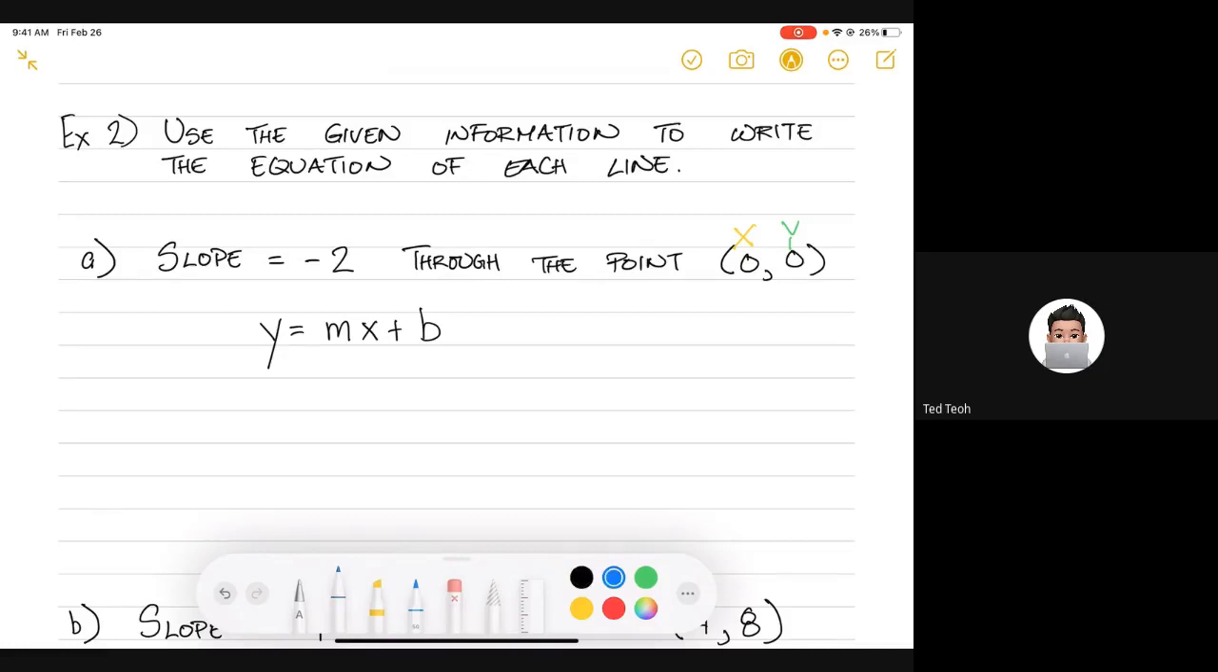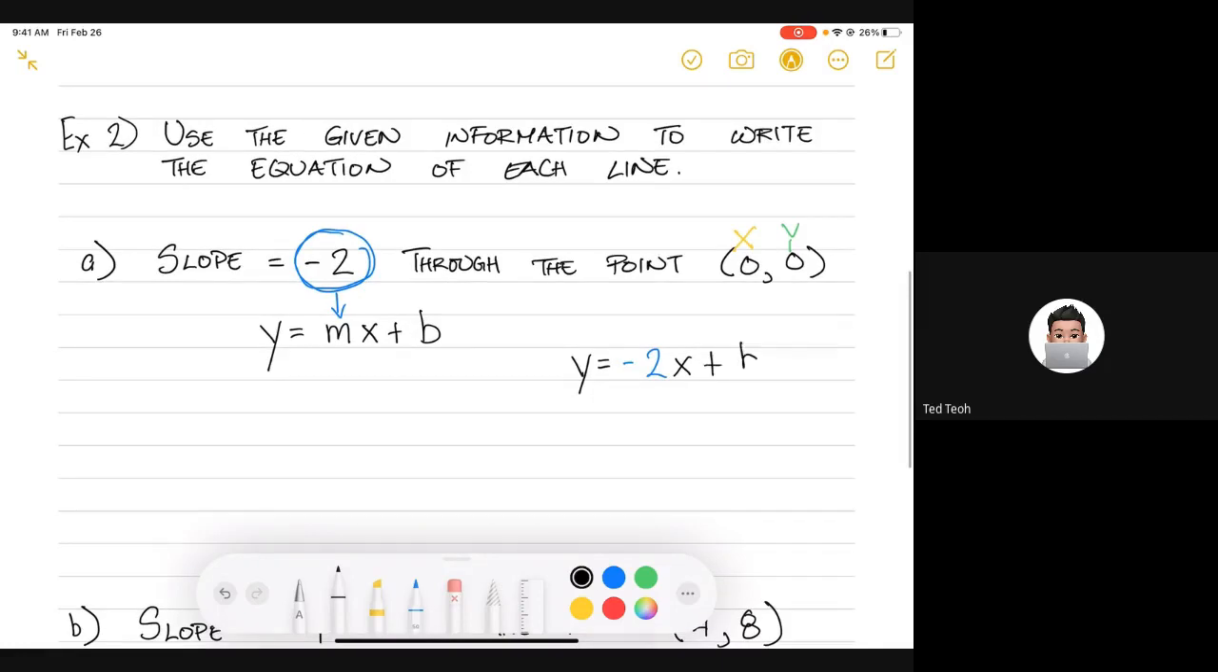In this question, I know what the slope is, so I can replace that with negative 2. So my equation is going to look like this: y equals negative 2x plus b. Now I need to find out what b is. I need to calculate b, and to do that, I need to use this point over here.